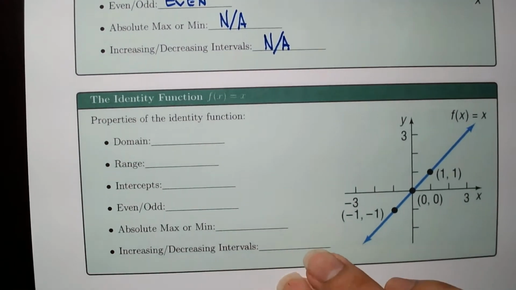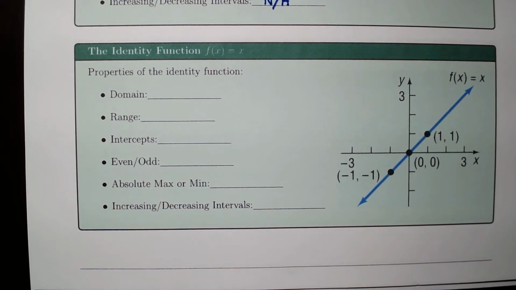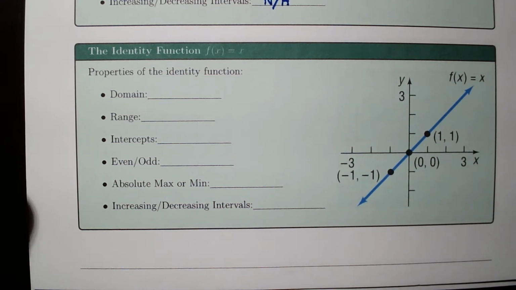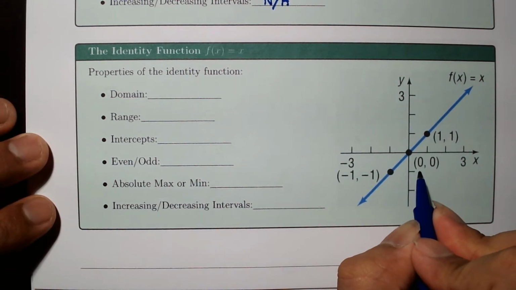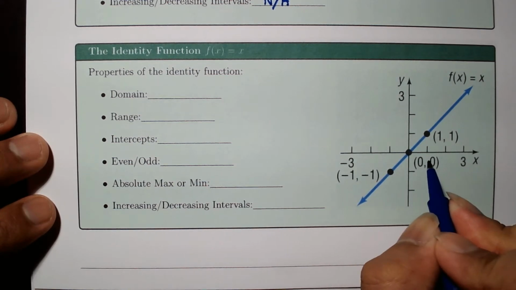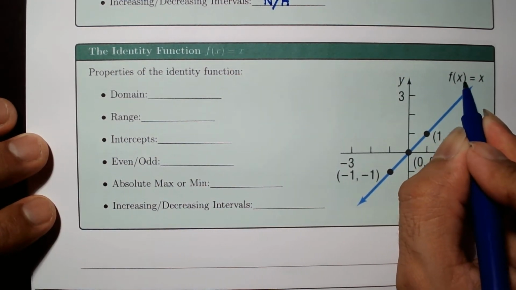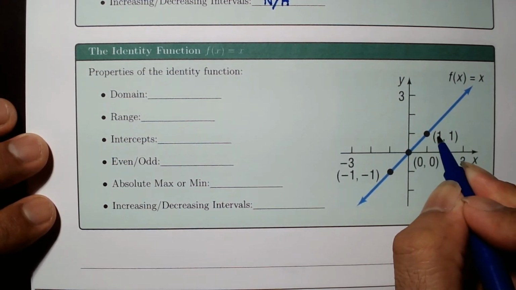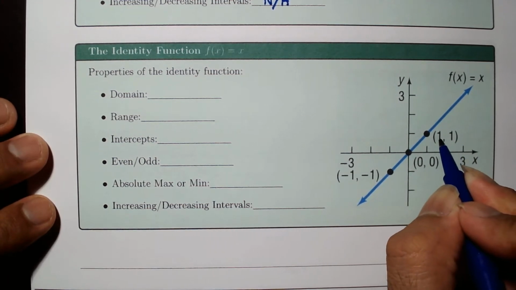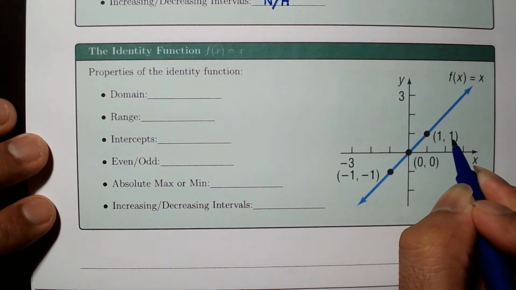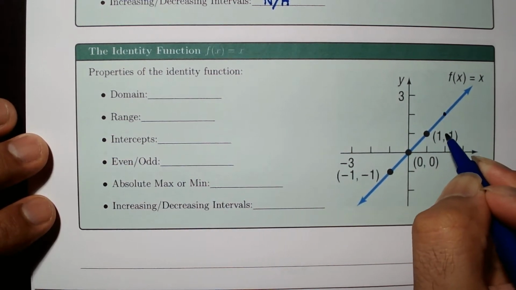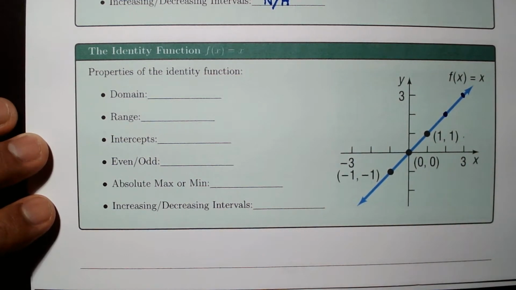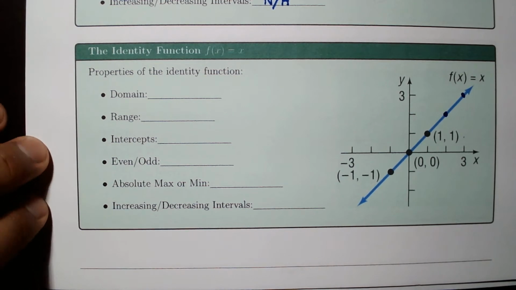Okay, let's look at the next type of function. We call it the identity function. It's a straight diagonal line, but the reason we call it the identity function is that the input and the output are the same. For example, if I plug in 0 to the function f of x equals x, the y value is going to be 0. If I plug in 1, the y value is going to be 1. For the input 2, the output is 2. For the input 3, the output is 3, and so on. So that's why we call it the identity function.